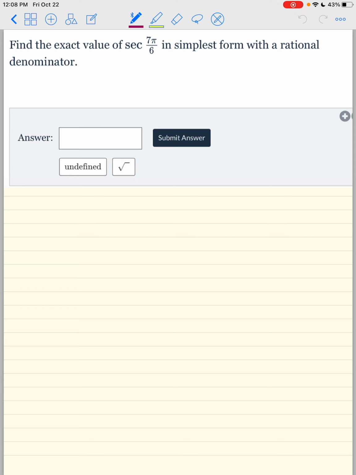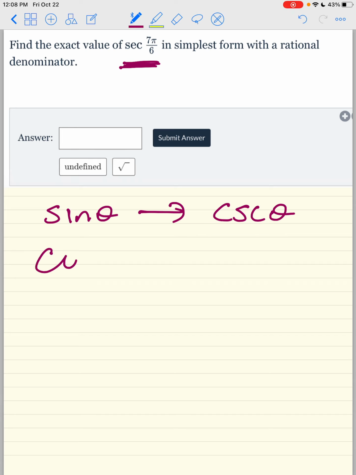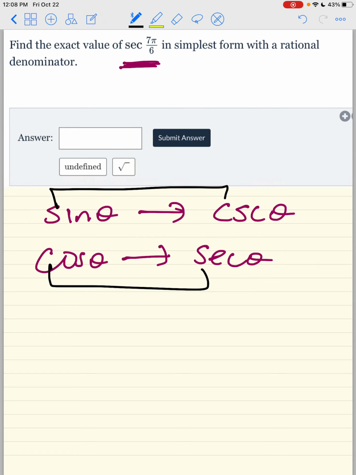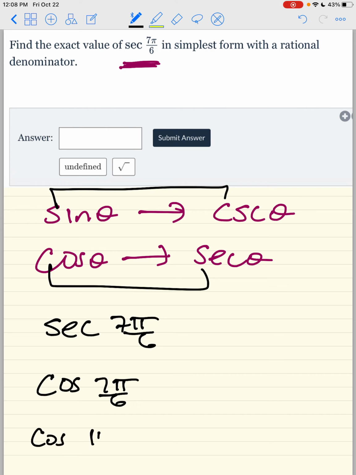Ooh, secant 7 pi over 6. I have no idea because my chart is sine, cosine, tangent. I know that sine's reciprocal is going to be cosecant, and I know cosine's reciprocal is going to be secant. If you guys want to remember it, you can say S and C, C and S. So exactly what you're going to do here to figure this out are the following steps. You're going to first exchange secant for cosine. You're going to figure out cosine 7 pi over 6 by just figuring out cosine of pi over 6.